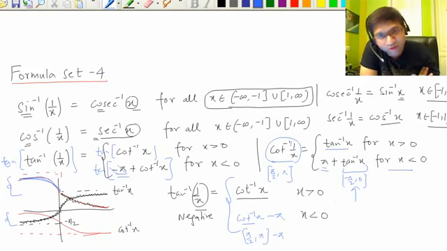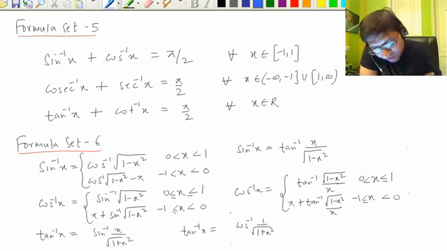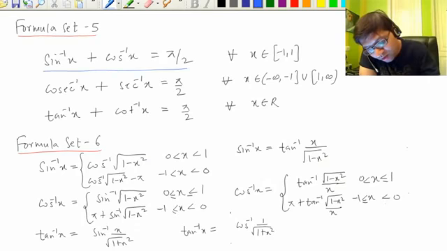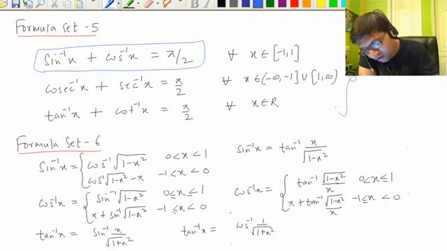It depends on the values, whether x is positive or x is negative. But in all other cases, sine inverse to cosec inverse, and sec inverse to cos inverse, it's the same, right? There's no splitting. And then we have formula set 5, which is very straightforward. Sin inverse x plus cos inverse x equals pi by 2, a very useful formula. There are so many questions based on this. Cosec inverse plus sec inverse, tan inverse plus cot inverse, they hold according to their domains.